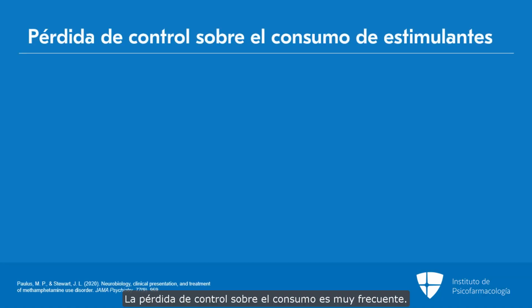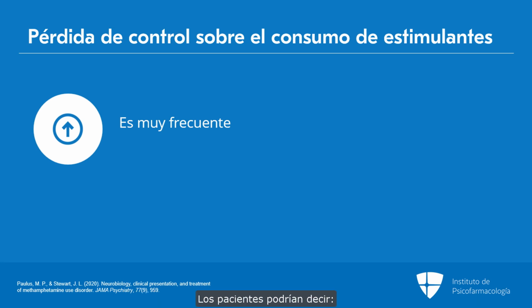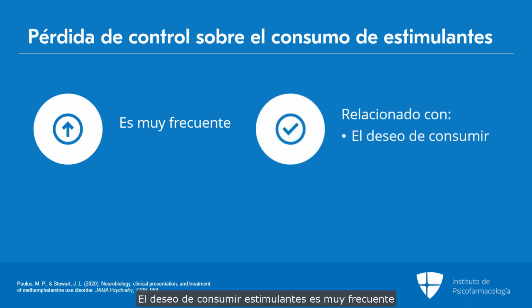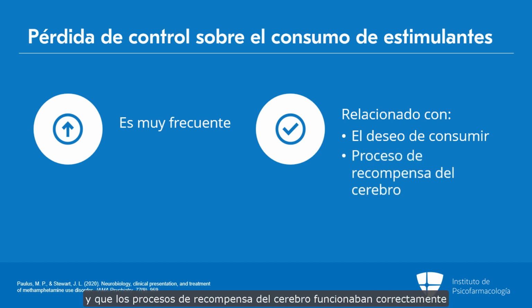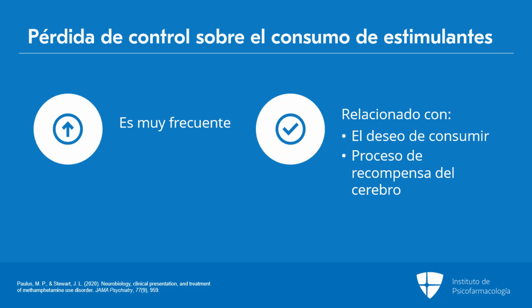Loss of control over use is very common. The person might say, I'm just going to snort one little bit of cocaine tonight just to get my energy up a little bit, and then they end up using several grams without having had that plan. Craving for stimulants is very common when people can't get that, because they remember that the stimulant helped them feel good, helped their brain reward processes work properly or seem to work properly. They're constantly thinking about getting some of that so they can feel good.